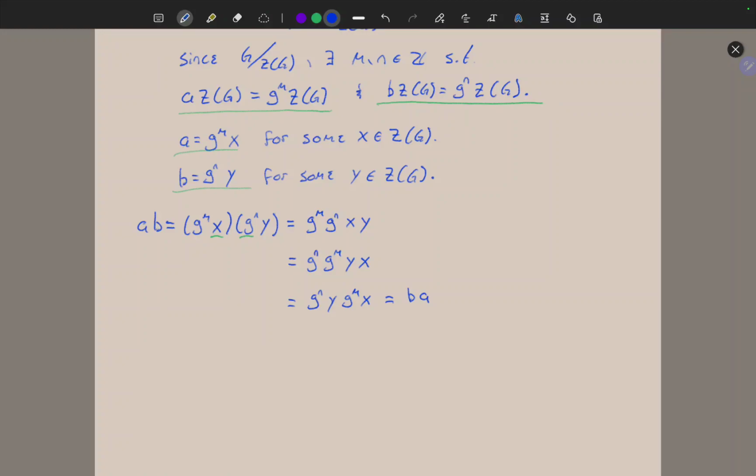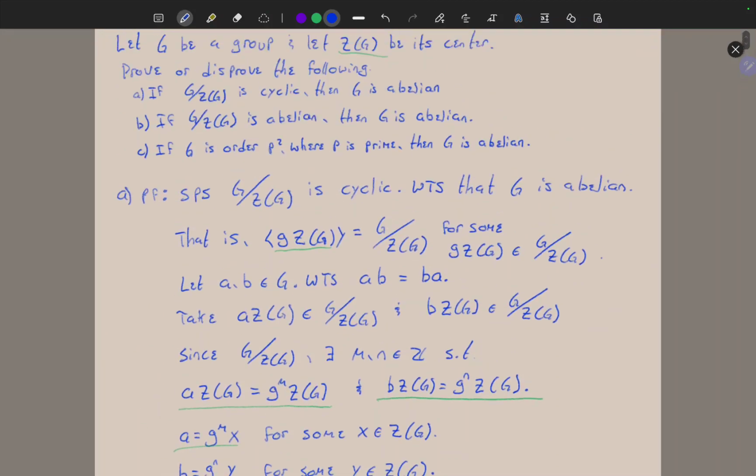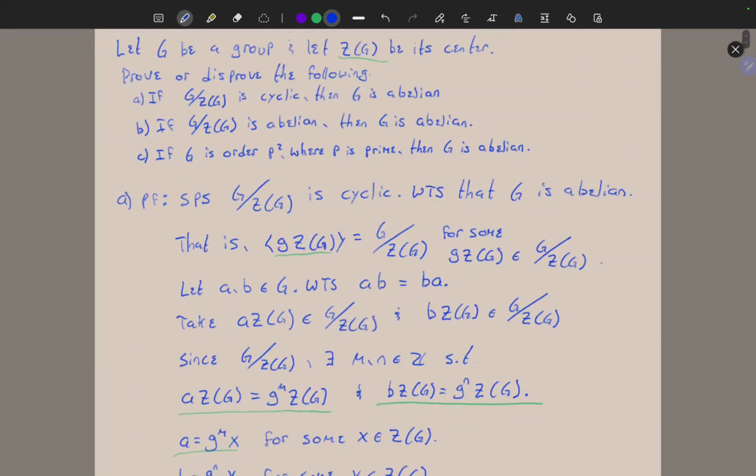So that concludes the abelian part. We've shown that ab equals ba, so we can conclude that G is abelian. Thus, G is abelian. Okay, and this concludes part A of this proof. Now, part B says, if G mod its center is abelian, then G is abelian. So we have a bit of a weaker condition here.